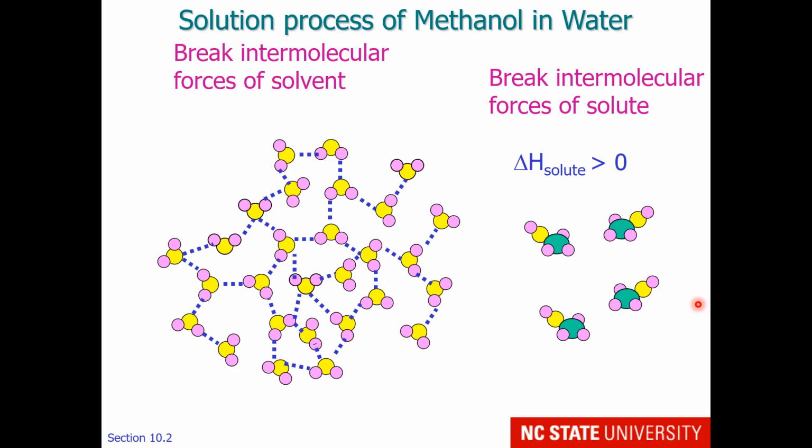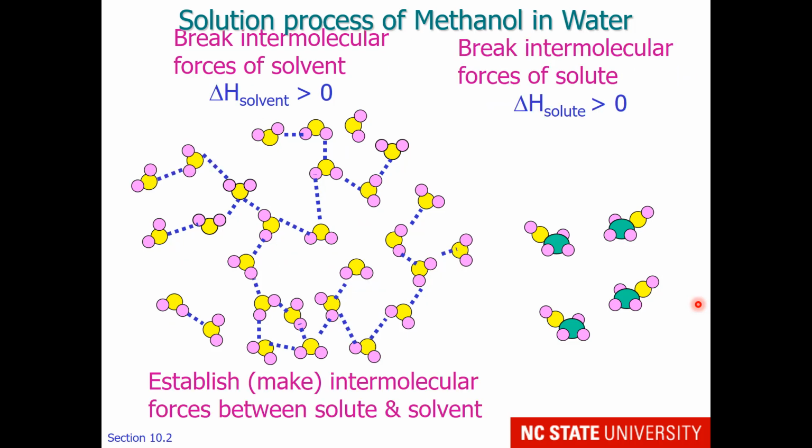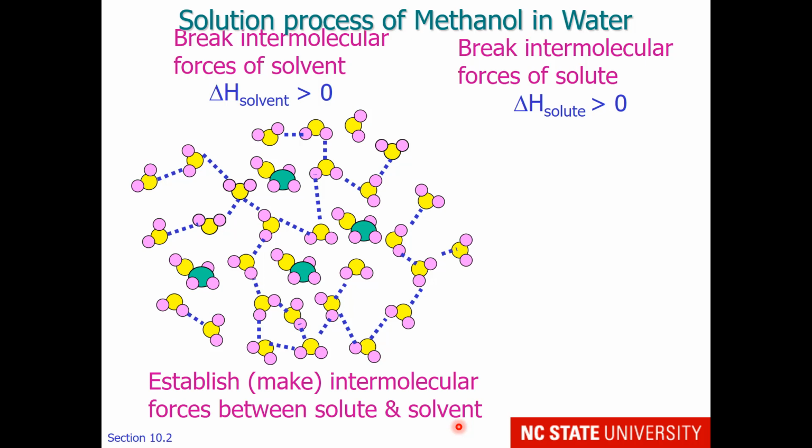This requires energy. This is known as the enthalpy change of solute, and it is positive in value. Next, we need to make room in the solvent for the methanol. So we need to break the intermolecular forces of the solvent. This will also be positive, and this is represented as the enthalpy change of solvent. So now we have moved the water molecules a little further apart so that the methanol can fit in there. Our last step is to make intermolecular forces between the solute and the solvent. So let me put the methanol in the water and now think about what types of intermolecular forces occur. Mostly it's hydrogen bonding between the OH of the methanol and the OH of the water.